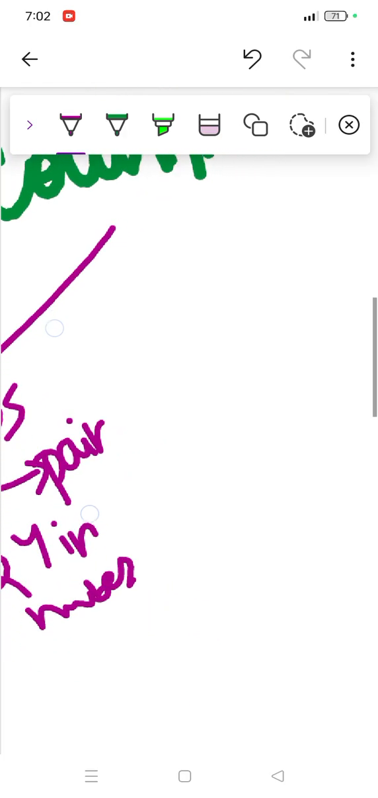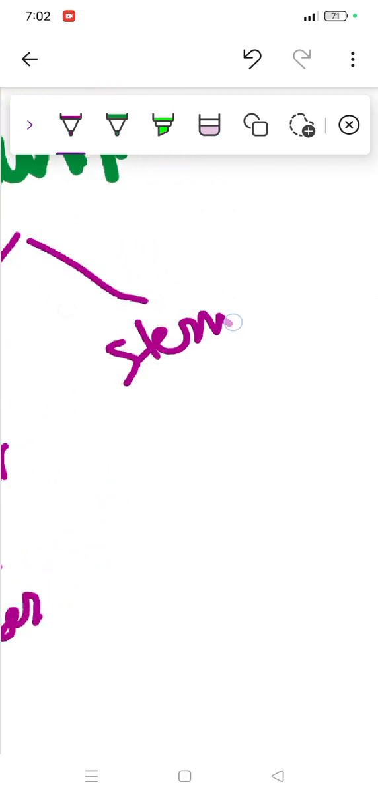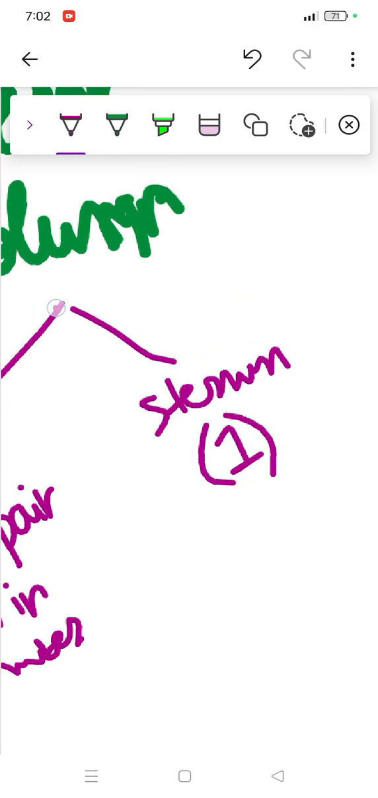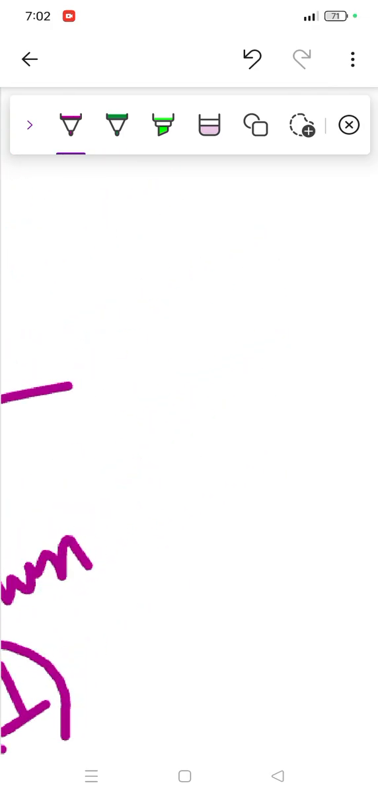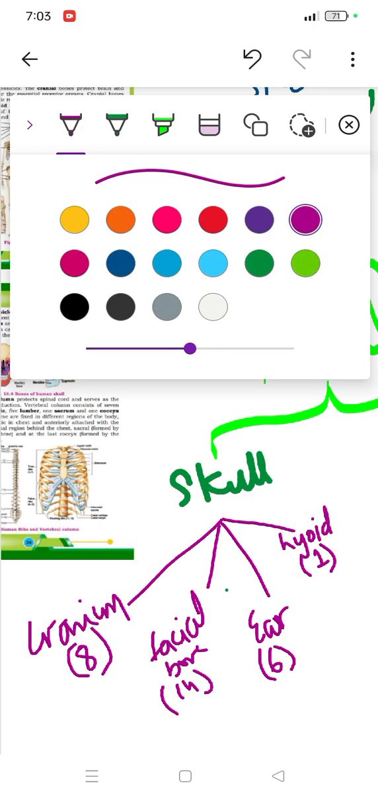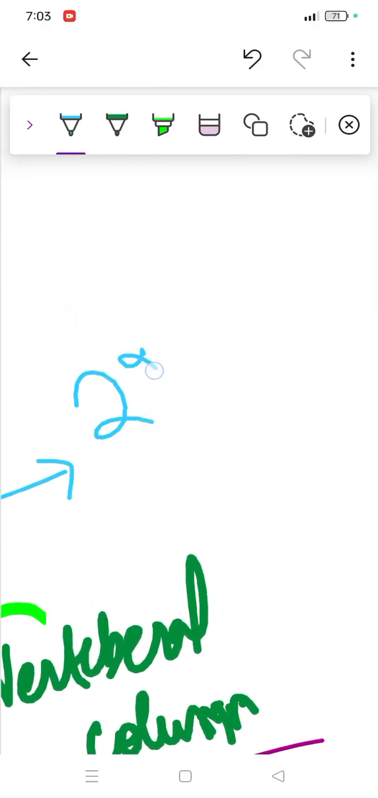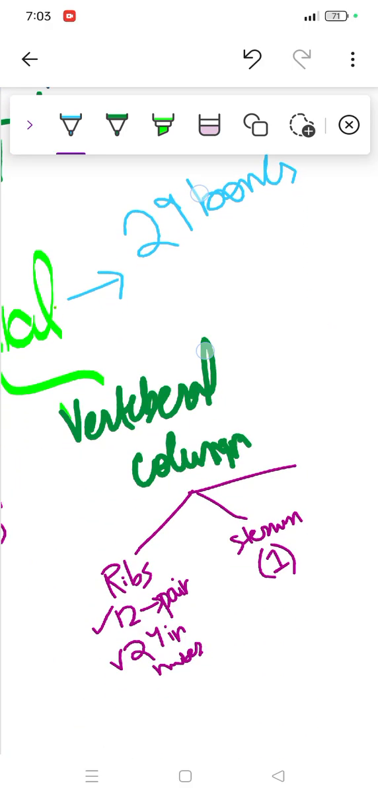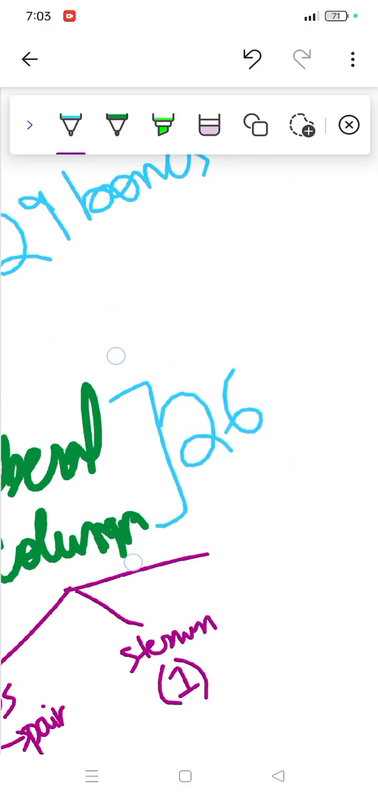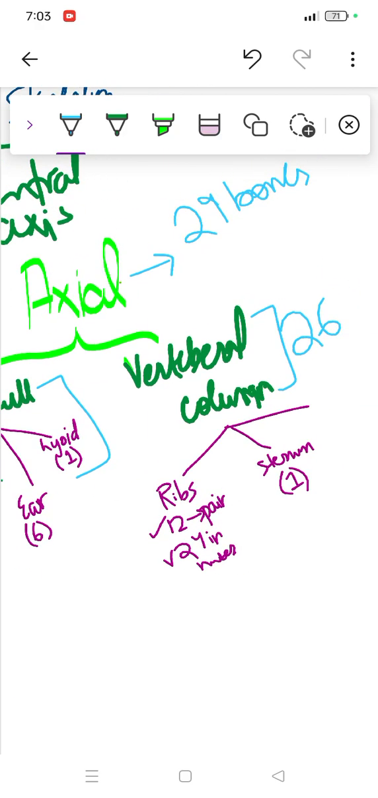Then we have the sternum, which is only one, present in the middle. Then we have the last one, the vertebral column, which is a division. So sternum, 24 ribs, and we also have another one. Basically in our axial skeleton altogether we have around 29 bones. In the vertebral column we have 26. In the skull we have all the remaining, from 29 if we minus 26.